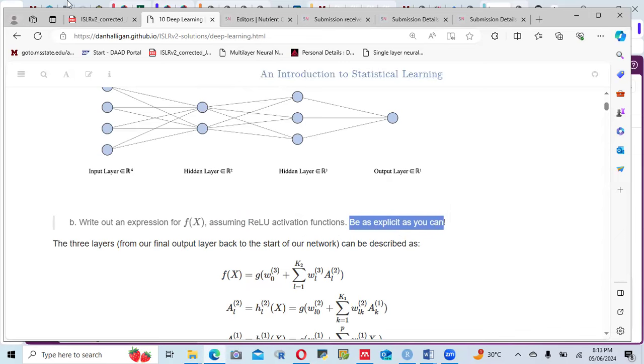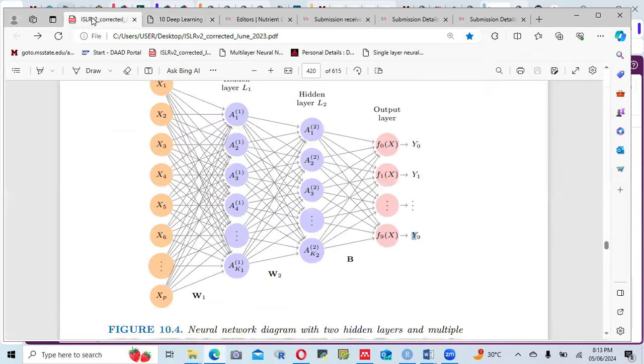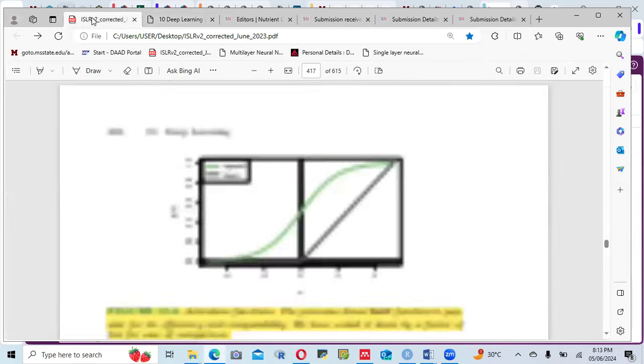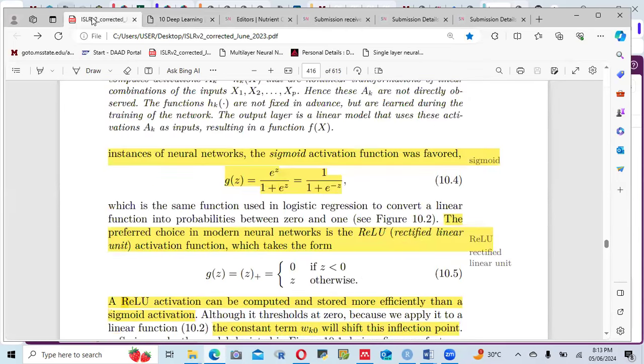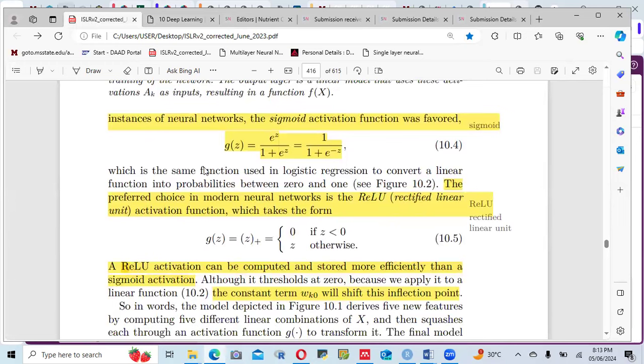If we look at the ReLU function, it is always giving us this, where g of z is equal to z if z is greater than zero. If z is less than zero, then our value is zero.